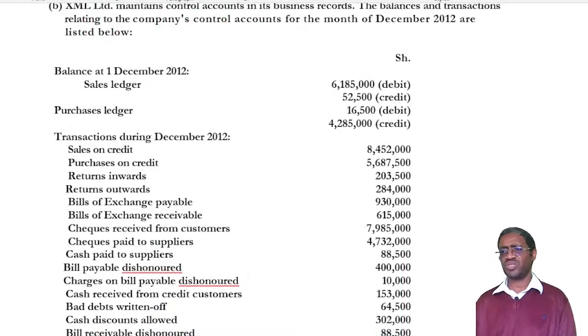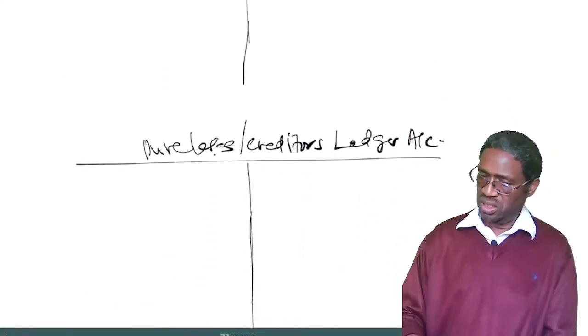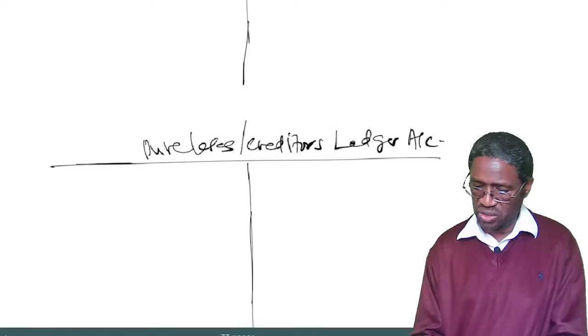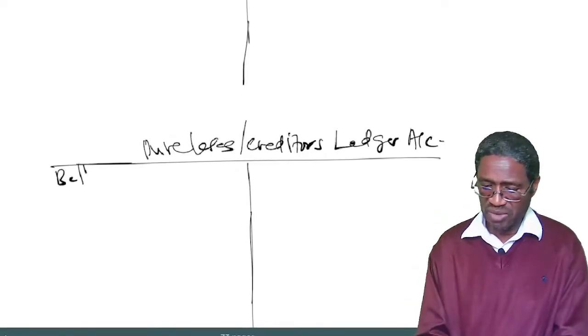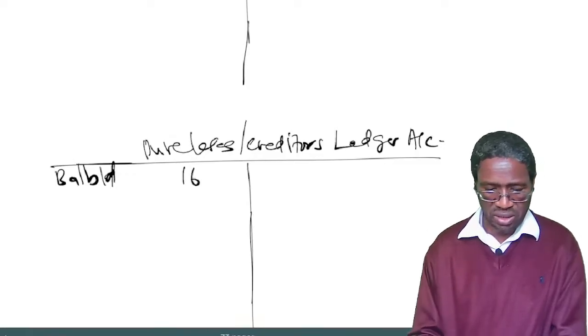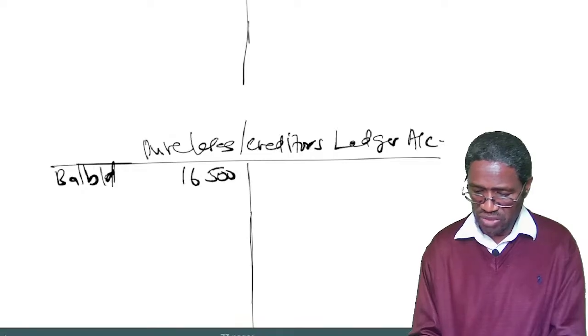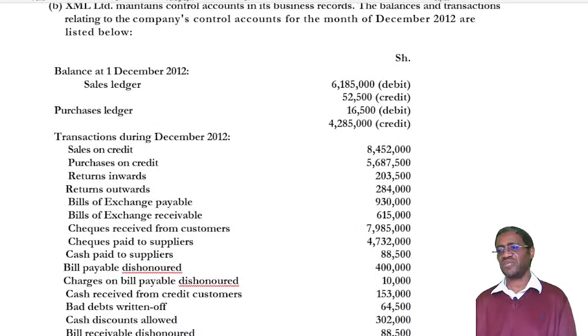After that, we go to the next one, purchases ledger. You have a debit of 16,500. Good. Enter it. That's not the common one because you must have overpaid them. If it's a debit balance, you just bring it down on the debit side. That is 16,500. Let me confirm. Yes, 16,500. It's a debit.